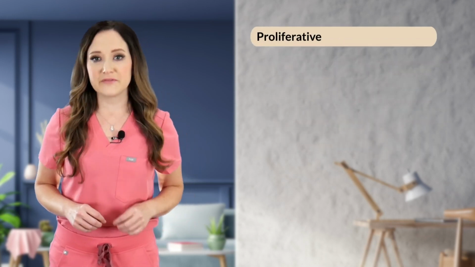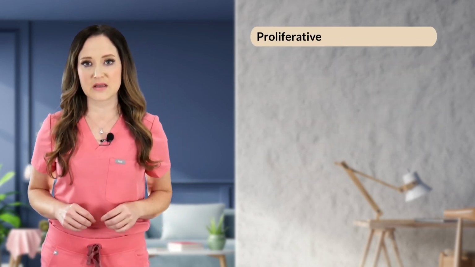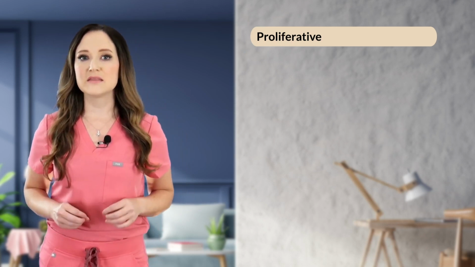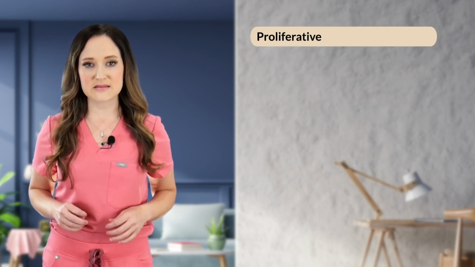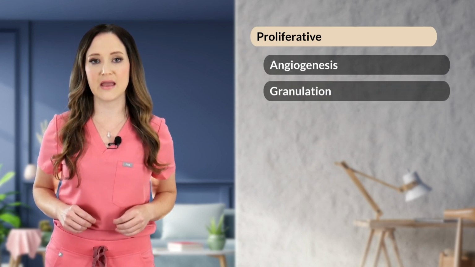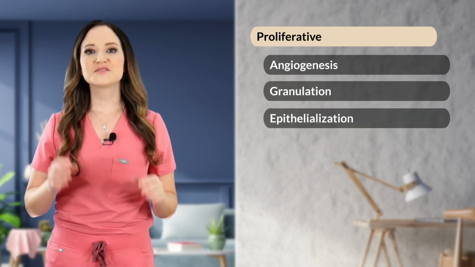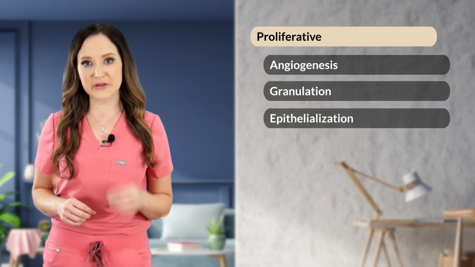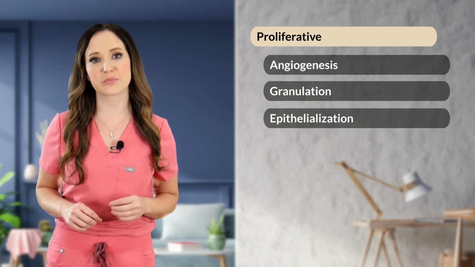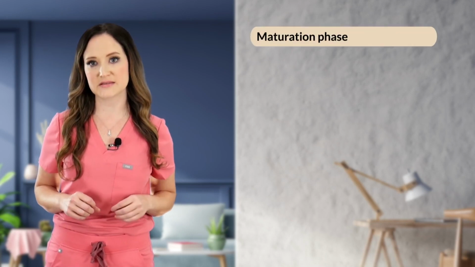The proliferative phase of wound healing then begins about 4 days after injury and lasts about 2 to 3 weeks. This is the most dramatic healing phase and is characterized by angiogenesis, granulation tissue formation, and epithelialization. During this time, fibroblasts proliferate and start synthesizing collagen, and the capillary beds grow to form granulation tissue. Wound contraction is noticeable by about 5 to 9 days after injury and continues into the maturation phase.